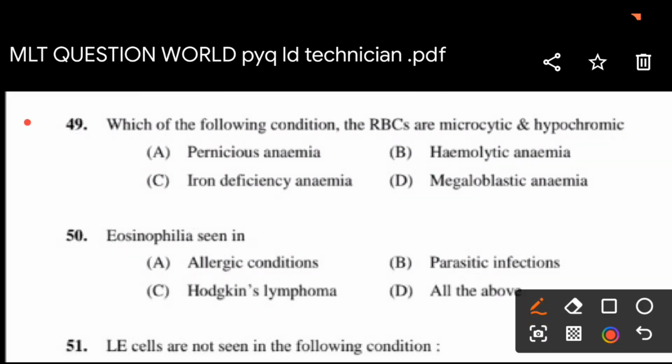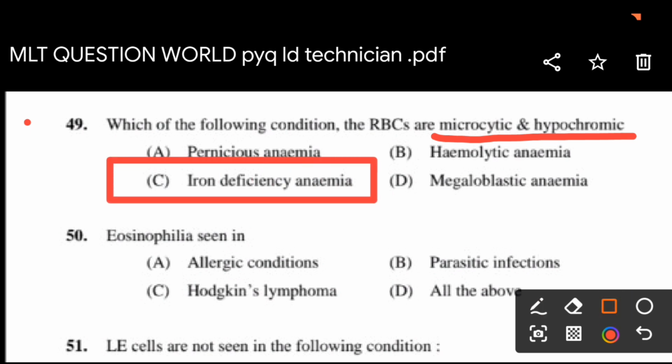Next one. Which of the following condition shows RBCs that are microcytic and hypochromic? Pernicious anemia, hemolytic anemia, iron deficiency anemia, megaloblastic anemia. The right answer, iron deficiency anemia. In iron deficiency anemia, RBCs are microcytic and hypochromic.